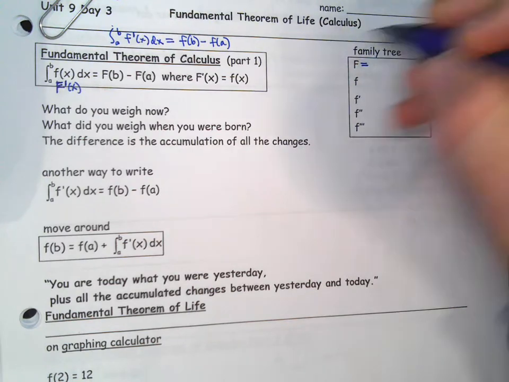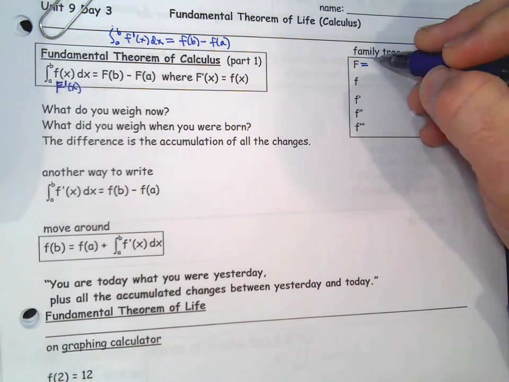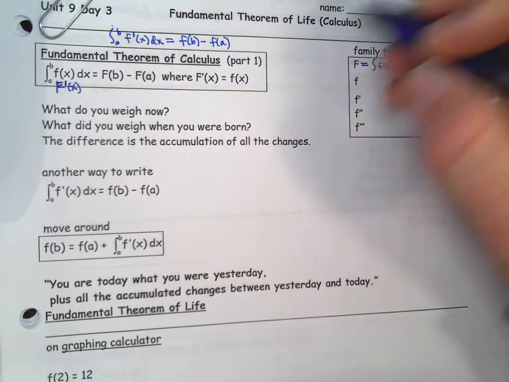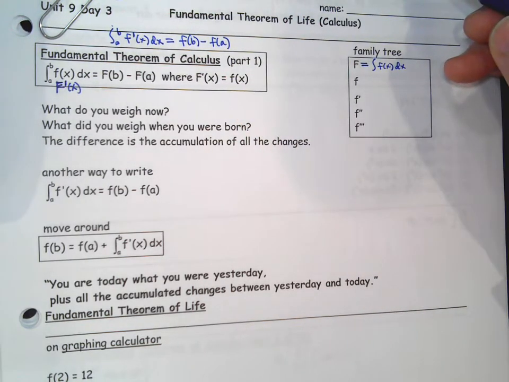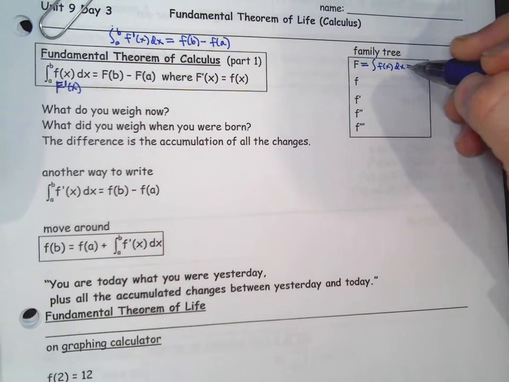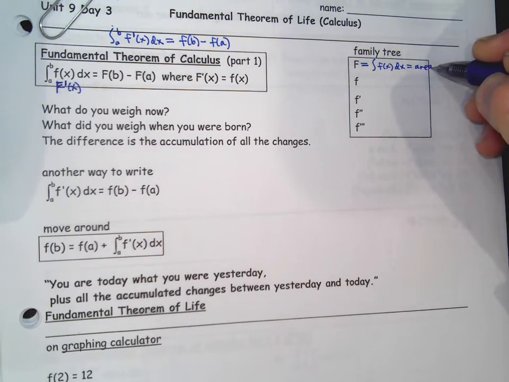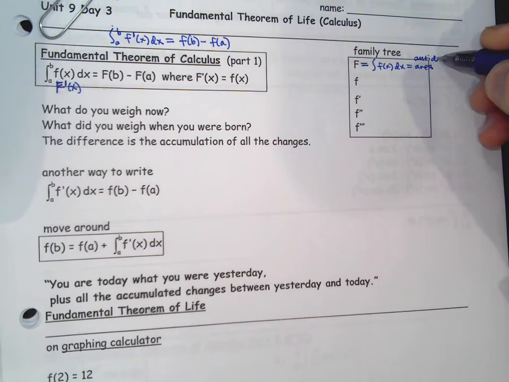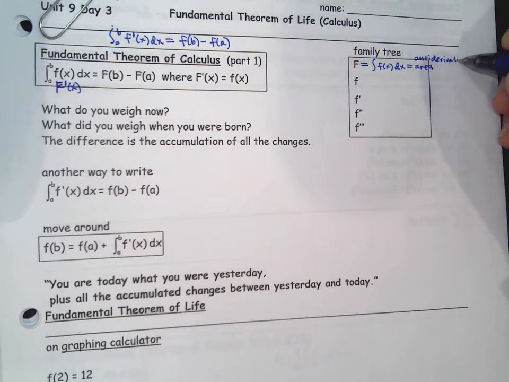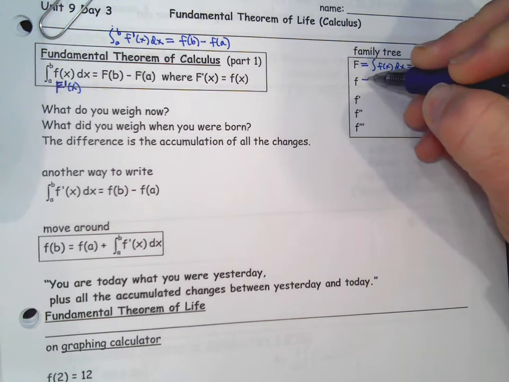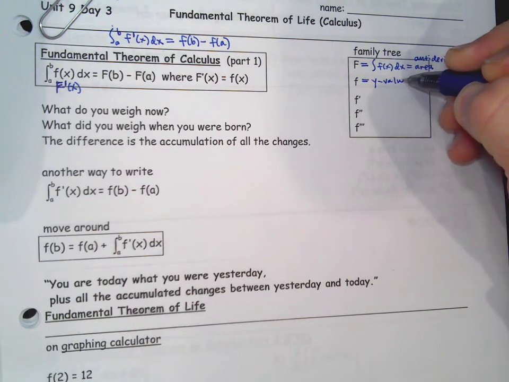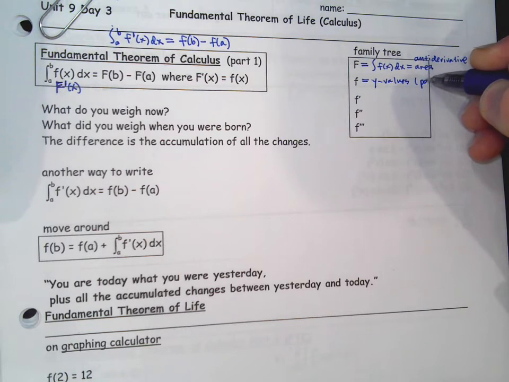So going to this, big F is actually the integral of little f. Because if you take the derivative of this, you get F prime equals little f, which equals the area under the function, right? You get the antiderivative. Little f is the actual original function, the y values. As far as motion, it's the position.